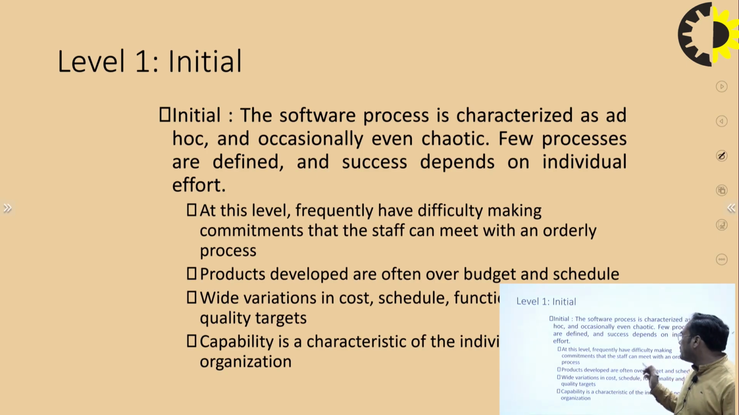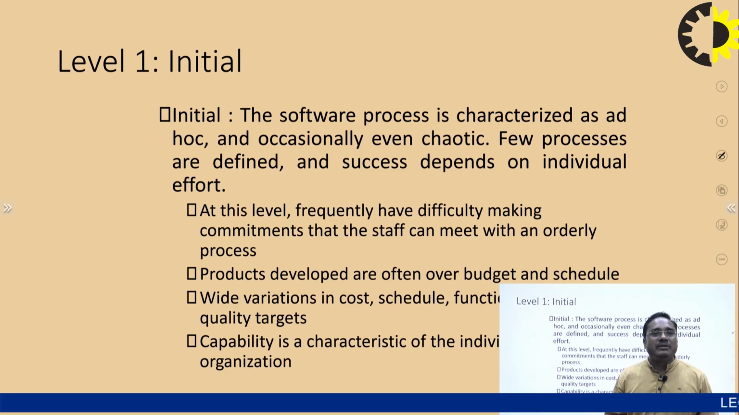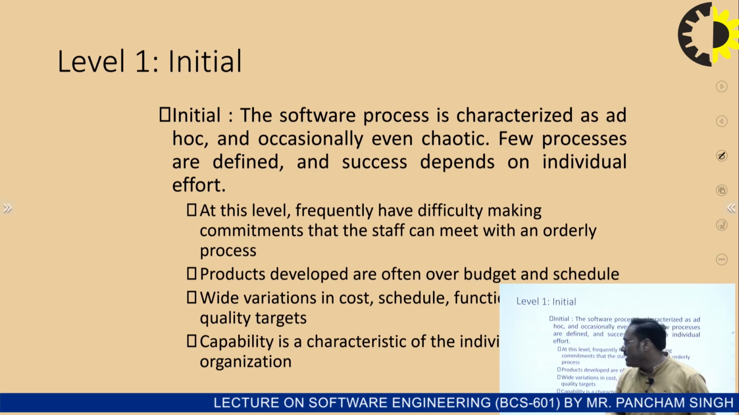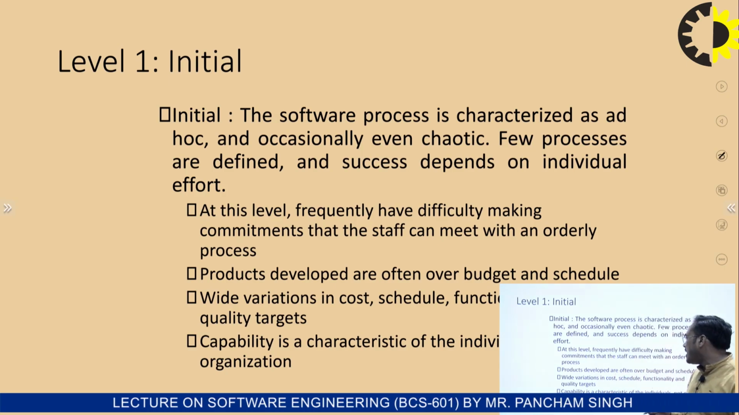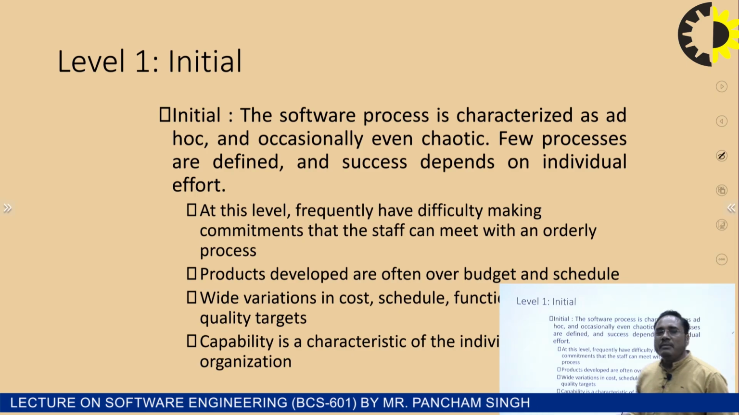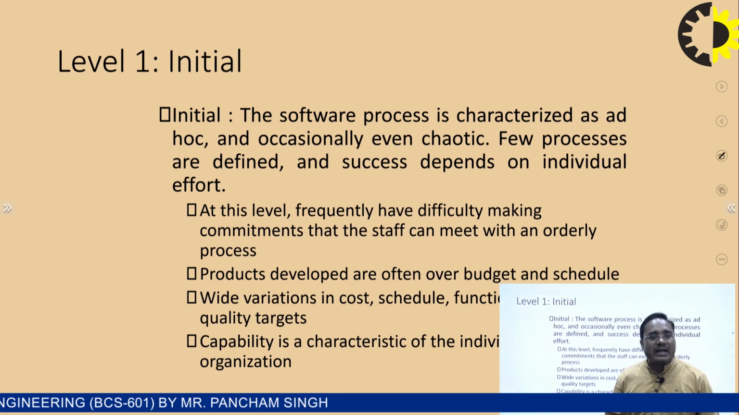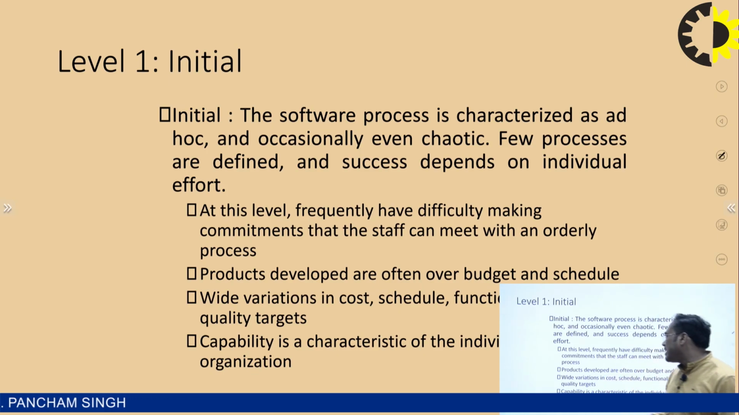At this level, organizations frequently have difficulty making commitments that the staff can meet with an orderly process, because somehow your software is not properly working and the staff is not aware of that particular technology. So they may suffer, because this is the initial level. They are beginners and they are learning things, so maybe these types of challenges can be faced. The second point is that the products developed are often over budget and behind schedule. It can be over budget because at the initial level we are not aware of the costing of the software. These are the challenges that may occur at the beginning level.